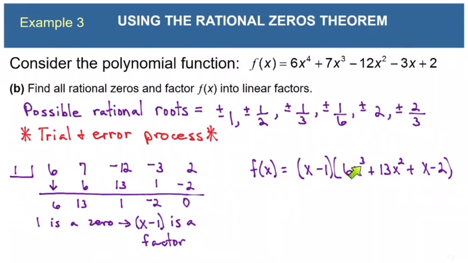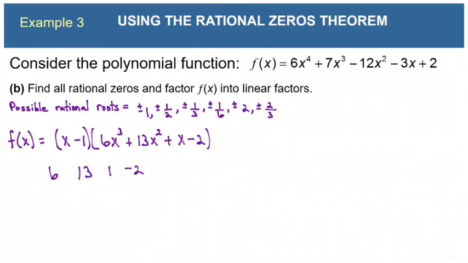Now, this is still too big of a degree for me to factor, so I need to choose another number from the list and see which one of these numbers goes into this polynomial now. And so we'll do that here. I've just recopied the list of possible rational roots, and I've recopied our factoring. And now I'm going to see if negative 1 is a 0 of this polynomial. So I've already copied those coefficients here, and I'm going to try negative 1. And let's see if negative 1 is a 0 of this cubic polynomial.